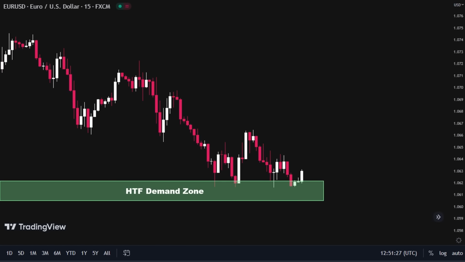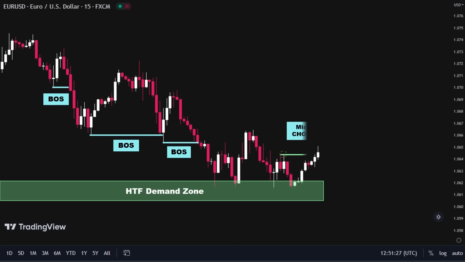So here we have a pretty strong downtrend in which price created a series of BOSs. So we see right here that price has touched the higher time frame's demand zone, reacted to it, and went to the upside. In the following, price has broken out this market structure and created this minor change of character, because this lower high couldn't make a BOS to the downside.